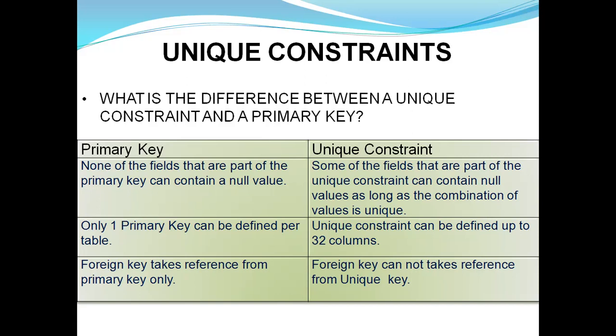Third major difference. A foreign key can take a reference only from a primary key, not from a unique constraint. Very simple here. It can accept only from a primary key, not from a unique constraint. Okay, just make sure that you pay attention very carefully. This is, you can say, a frequently asked question.